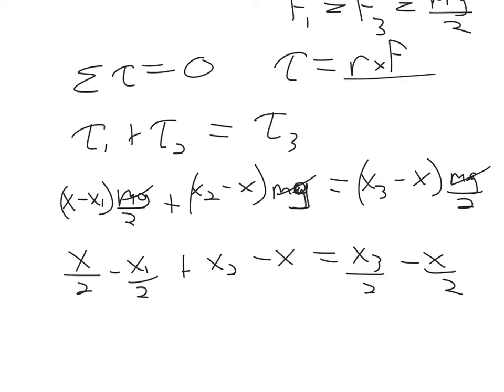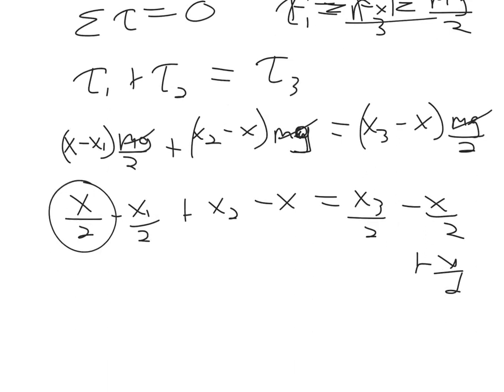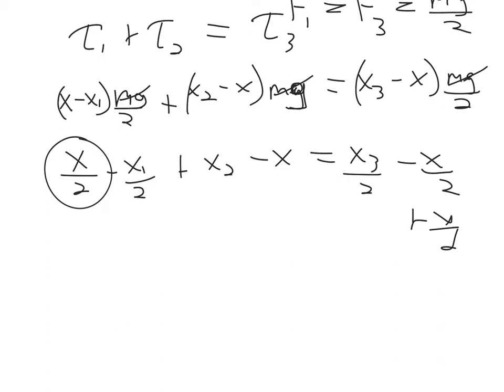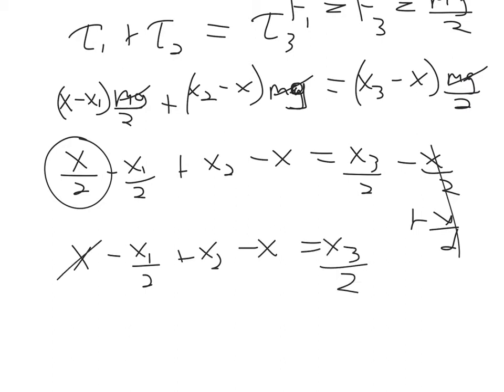Okay, that looks good. And I'm going to do a little bit of combining like terms. So if I add x over 2 to this side, I'm going to get x over 2 plus x over 2, which is just x. So I will get, and these will cancel over here, x minus x1 over 2 plus x2 minus x equals x3 over 2, and look, this x minus that x goes away.